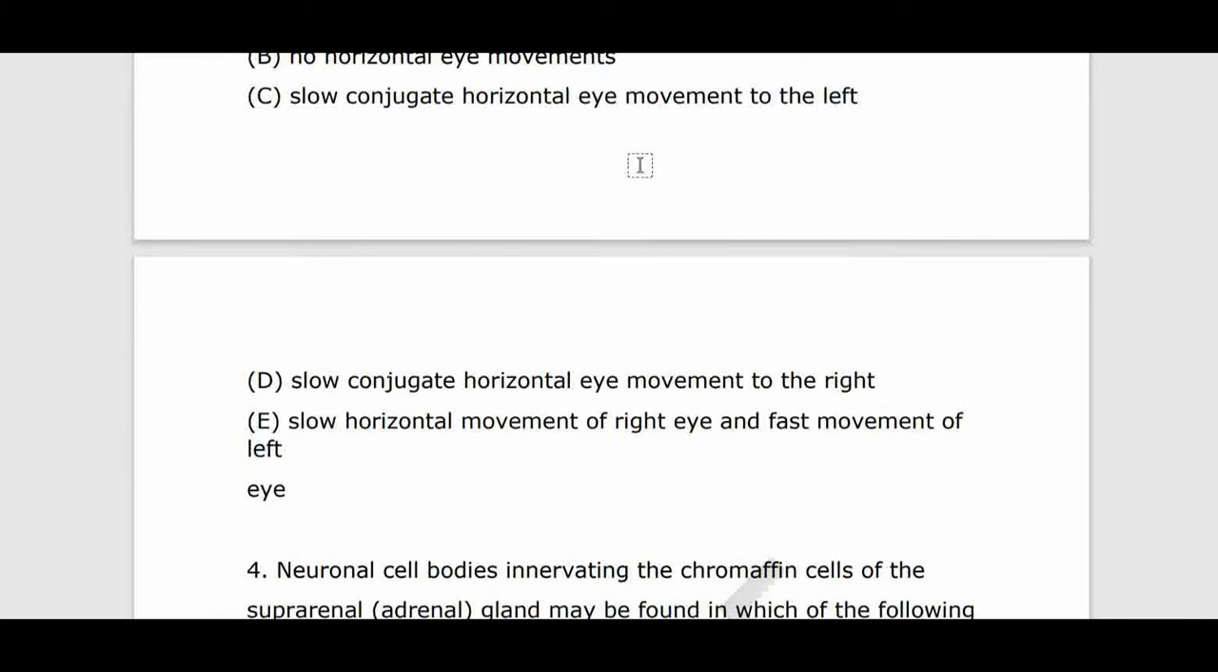So this is here, I didn't read it well. Slow conjugate horizontal eye movement to the left. So fast is to the right because it's warm water. Slow movement will now be correction to the left. So that is supposed to be our answer. Okay, that is our answer.